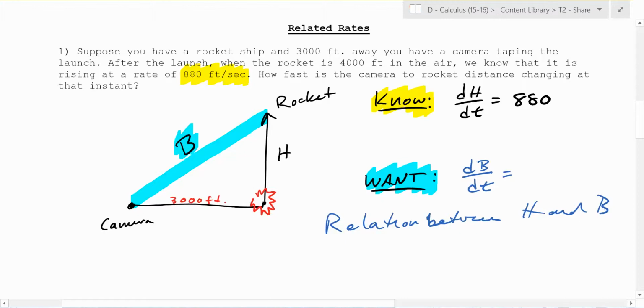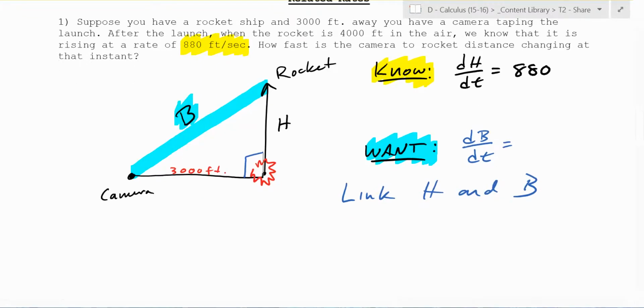What shape do you see on the board right there? If we use the Pythagorean theorem here, we need to label one more side of that triangle. What's the other side of that triangle? What letter do you want to call it? G. So can you relate to me B, H, and G for me, please? G squared plus h squared equals b squared.